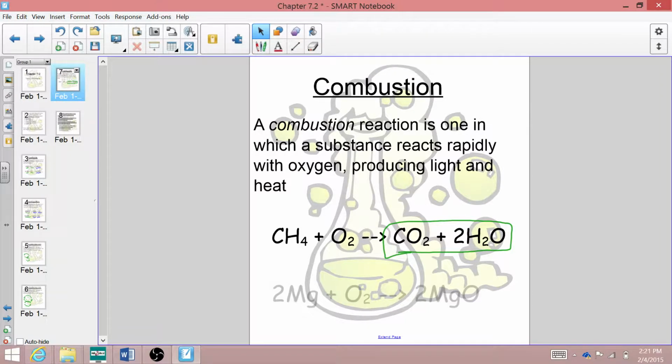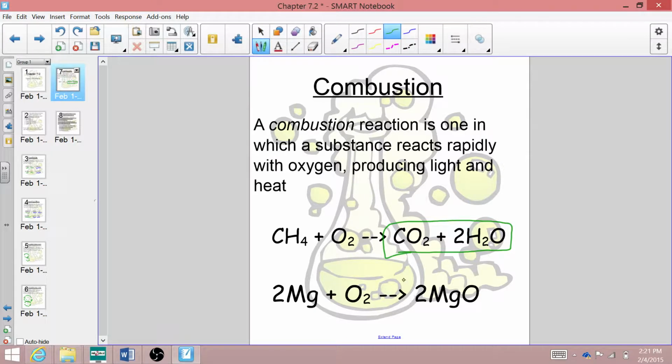For example, when we take magnesium, just straight up magnesium metal, and we light it in the presence of oxygen, this also produces a lot of heat and light. And this is considered a combustion reaction. But the products of this are just MgO, magnesium oxide.